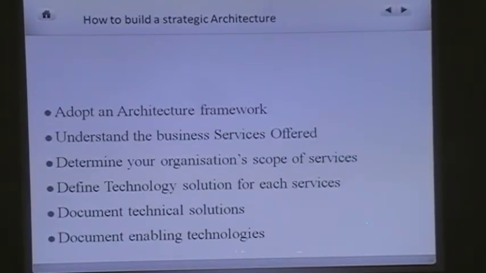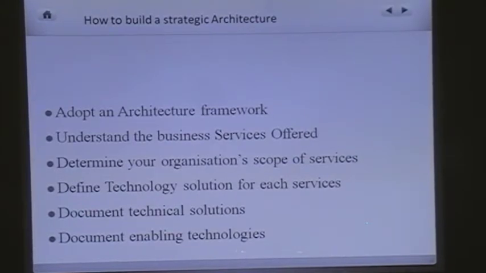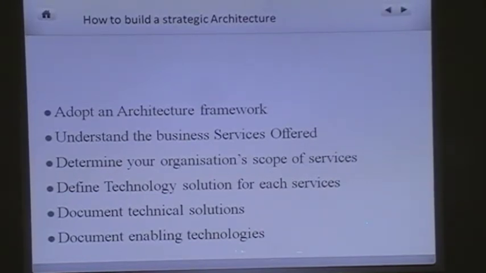How do we look at building an architecture? We look at adopting an architectural framework. We also understand the key requirements of why and how the products and services are going to be deployed. We look at determining the scope of services. In terms of this particular server deployment, we are looking at understanding who will be using it, which is a scope, how and where it will be used, for how long it will be used. This is all what will be defined in the scope.